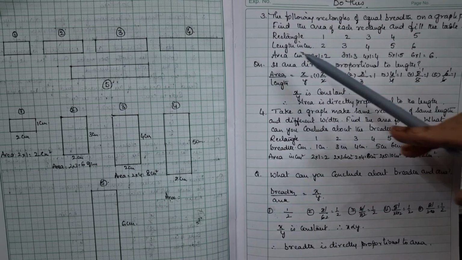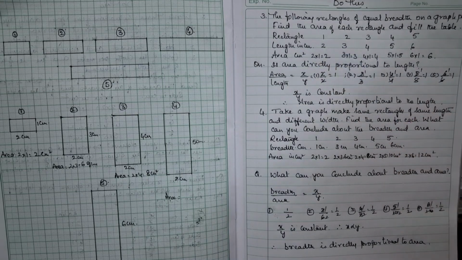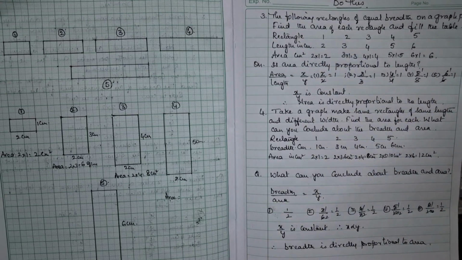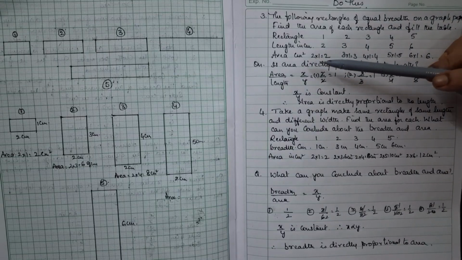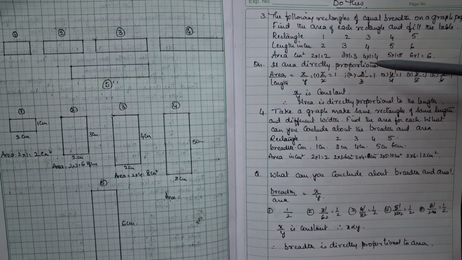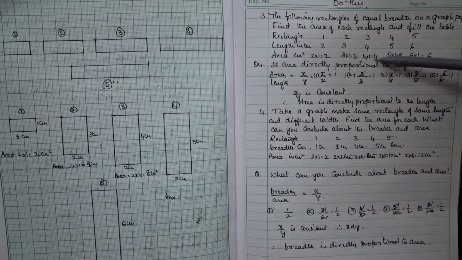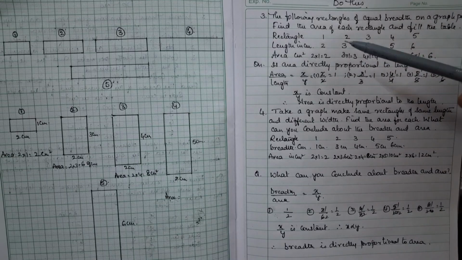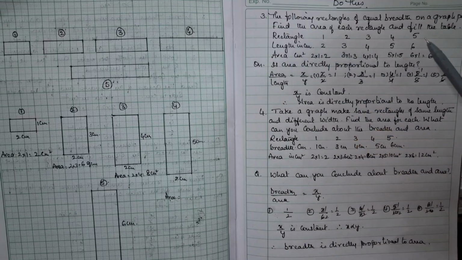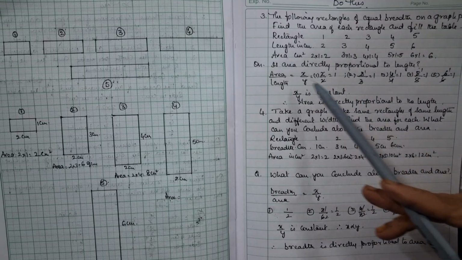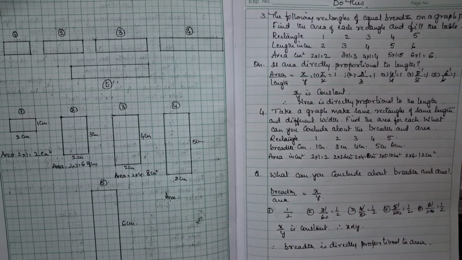Length. Now area. How will you find area? Length into breadth. But what is breadth? Breadth is always 1. So 2 into 1, 2. And 3 into 1, 3, 4 into 1, 4, 5 into 1, 5, 6 into 1, 6. These all are areas of these 5 rectangles in terms of square centimeters.